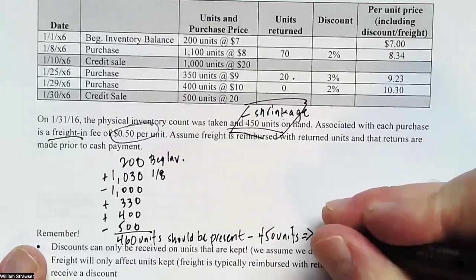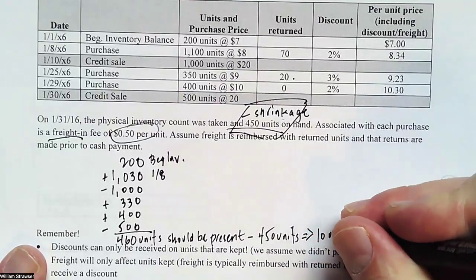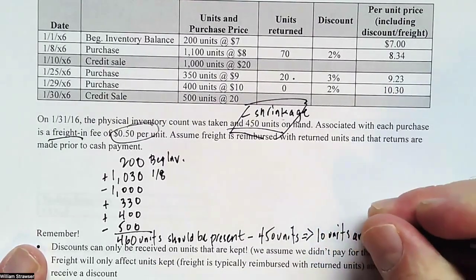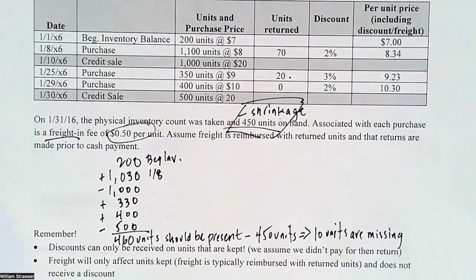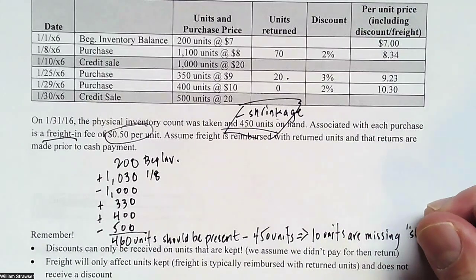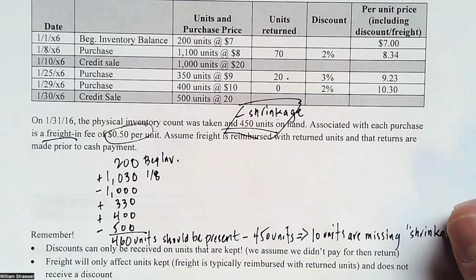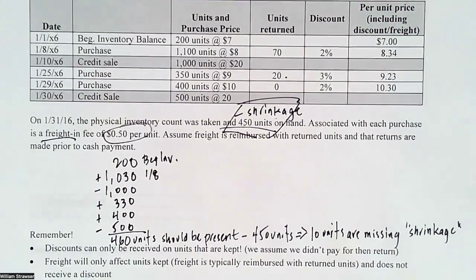Which implies that 10 units are missing. So we don't have a match between what we should have and what we actually counted. Therefore, we have some shrinkage. And we'll talk about how to handle that shrinkage with each of the cost flow assumptions that we have, right?